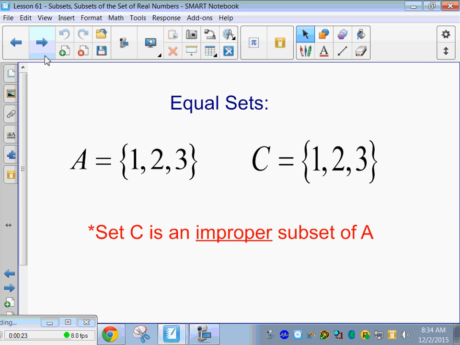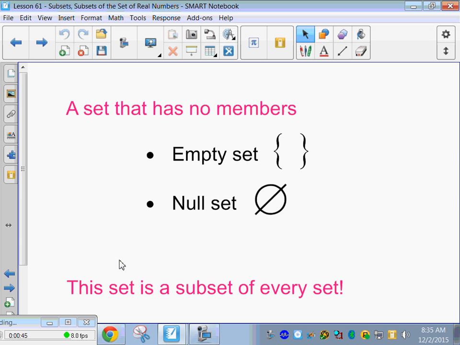These are obviously equal sets, right? They have the exact same elements inside of them, 1, 2, and 3, and 1, 2, and 3, which means that we call that an improper subset of A. So C is an improper subset of A, or A is an improper subset of C. You don't have to write this definition down either. It is in your book, and I'm pretty sure we don't do a lot of questions on it, but just so you have seen it, okay?